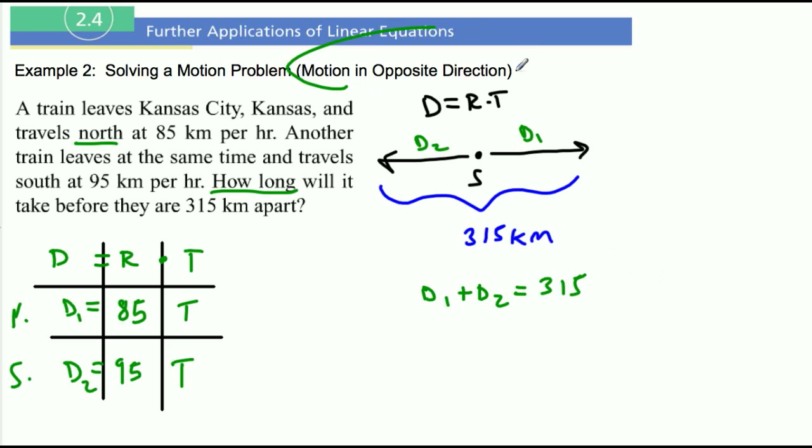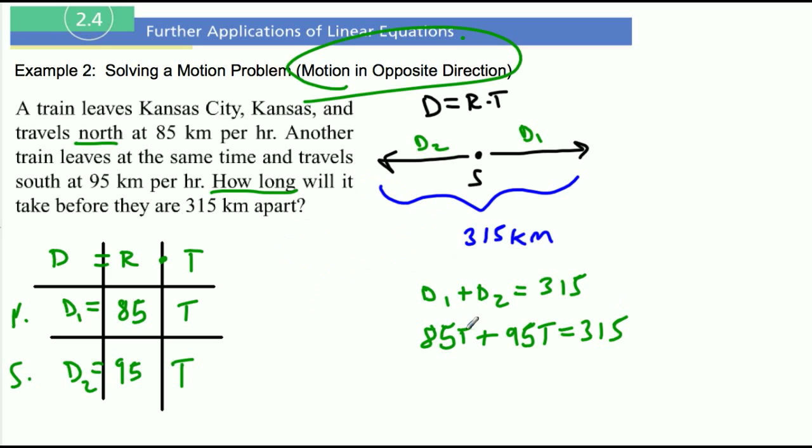And this is the way that you always do opposite direction problems. You take the first distance plus the second distance, because they're always going in opposite directions, and you set that equal to the total distance. So let me make a little note of that. You will always do that for opposite direction motion problems: you add their distances, and it's equal to the total sum. So D1 is 85t, and D2 is 95t, and that equals 315. Alright, now this just becomes a matter of solving our algebraic equation.